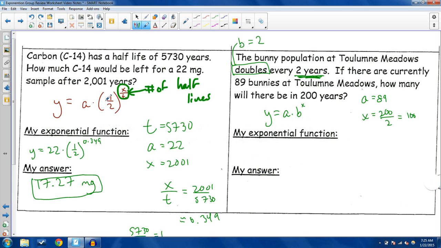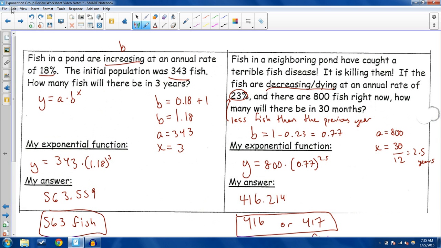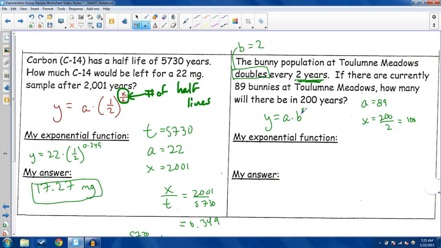So this is the same idea as half-life. This is the same idea as this other thing with this rate and such. You need to know what your x value is. You can be dividing by something, you can be multiplying by something, but you need to say, how many times am I doubling this in the end? I'm only doubling it, so that's where this 2 is coming in right there. I'm doubling 100 times. And b is 2, so let's go ahead. Y equals 89 times 2 to the 100 power.